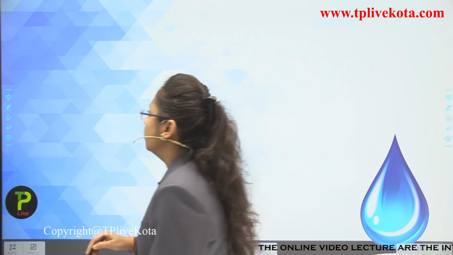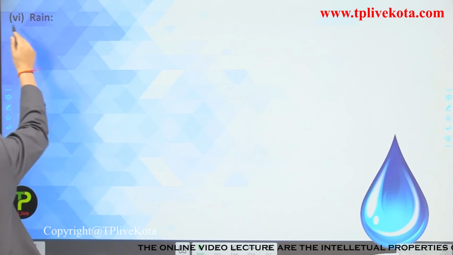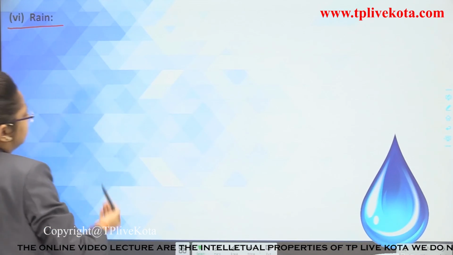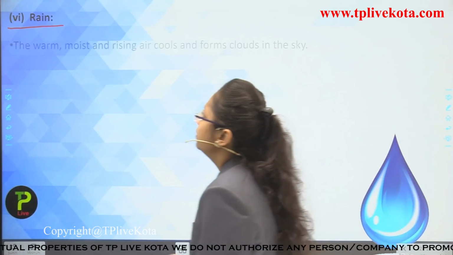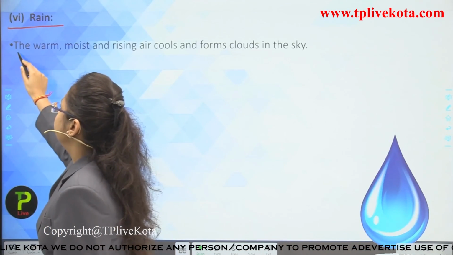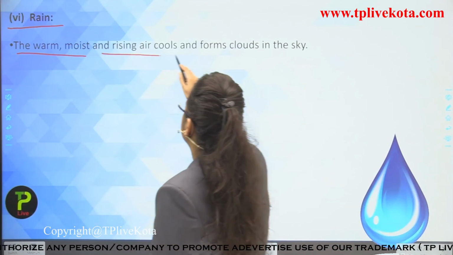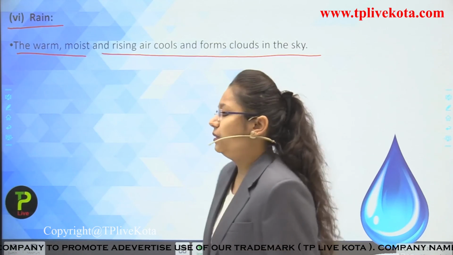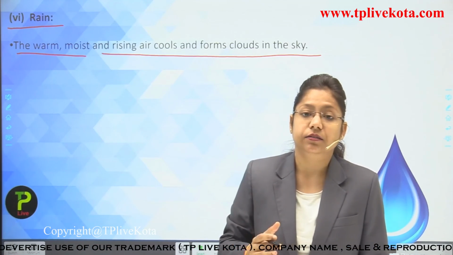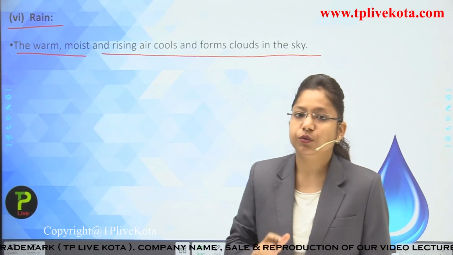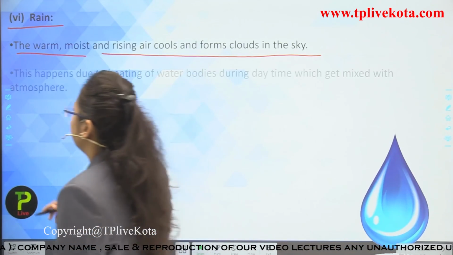Okay students, now we are going to talk about rain. These are some small points which are related to the atmosphere, and they are really important for understanding, so we have to understand them by seeing different points. The warm, moist and rising air cools and forms cloud in the sky. So you know why rain occurs. Why cloud formation occurs, you know this very well. Okay, in smaller classes you have learned this thing.